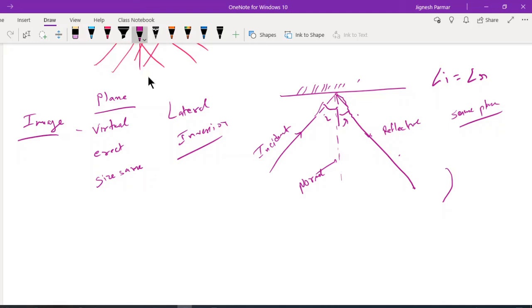And this is a property, or we can say a nature, of the image of the plane mirror. So they are virtual, erect, same size, and laterally inverted. The size of the image is always equal. The image formed is behind the mirror, a very, very important thing. The object is in front of the mirror, and the image is laterally inverted.